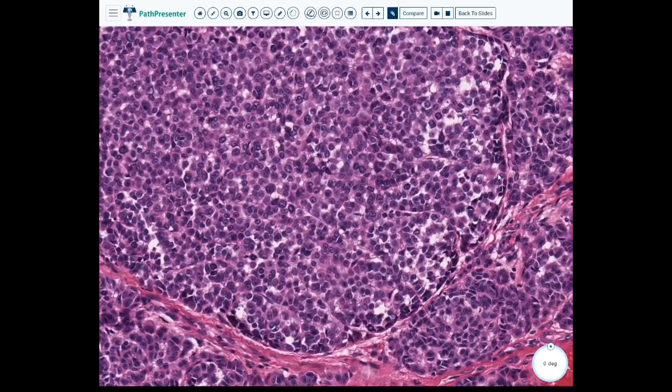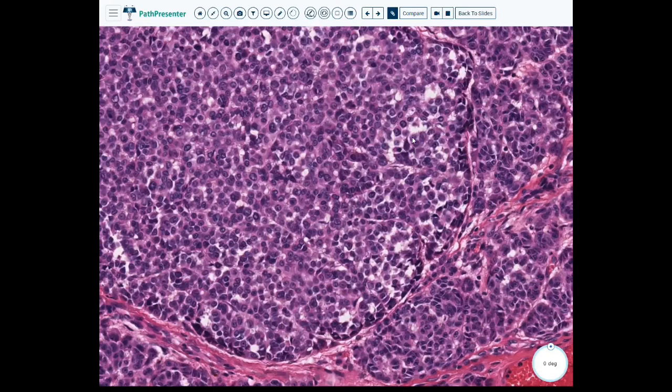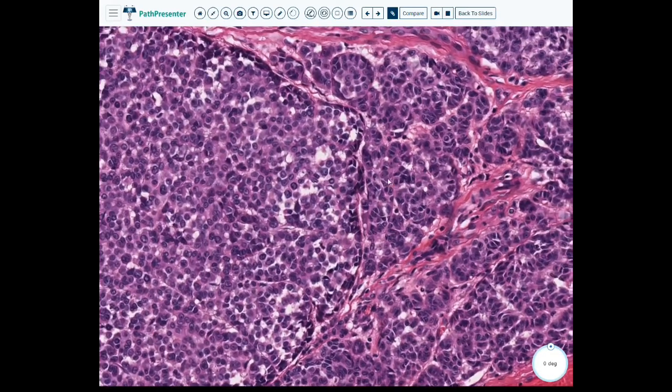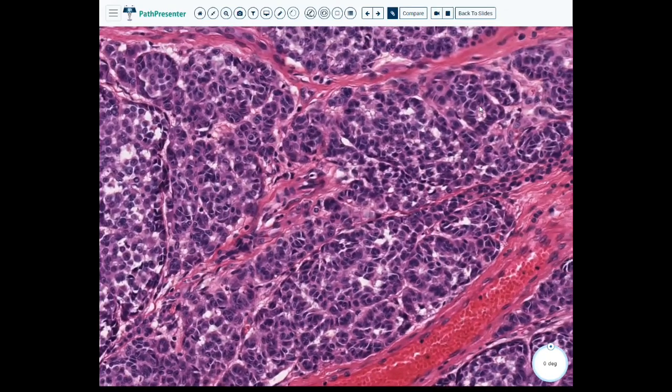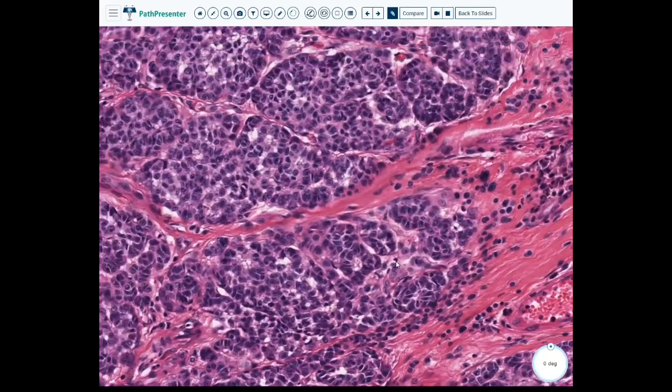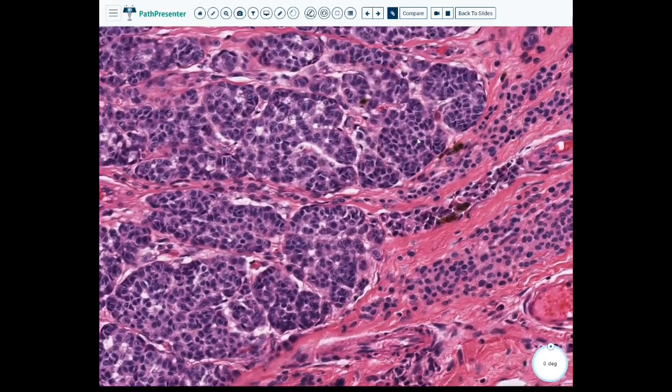Unfortunately, this is as high as you can zoom in on everything. It's more cellular, right? Everything's more crowded. We start to see mitotic figures. I promise you, there are mitotic figures, and some of them are a little on the bizarre side.